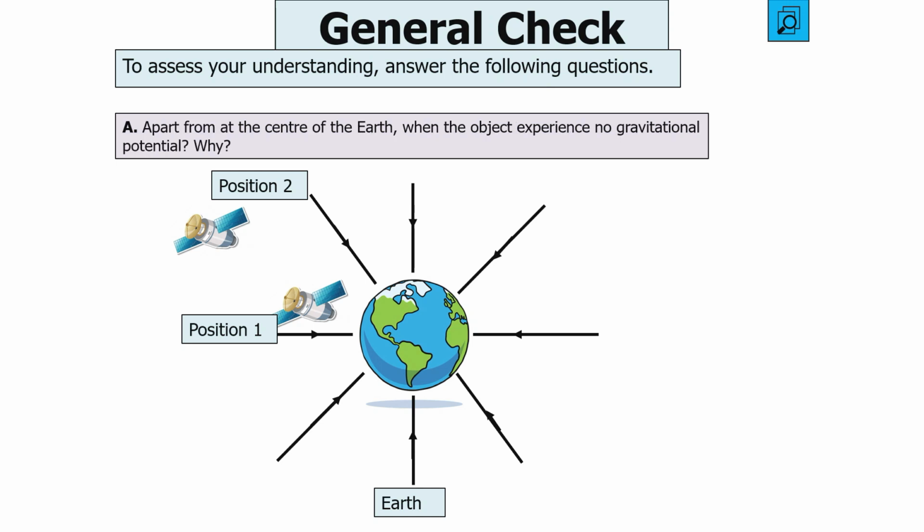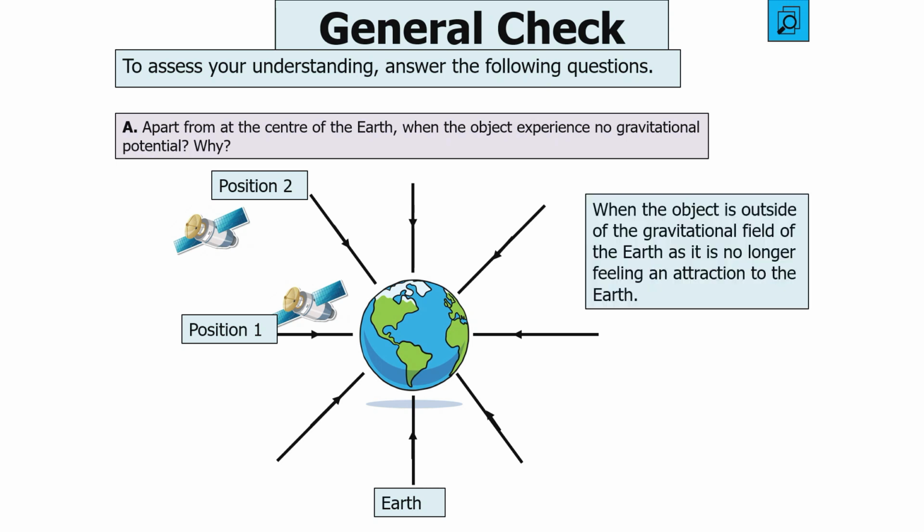Apart from at the centre of the Earth, when will the object experience no gravitational potential, and why? It will be when the object is outside of the gravitational field of the Earth, as it's no longer feeling an attraction to the Earth.